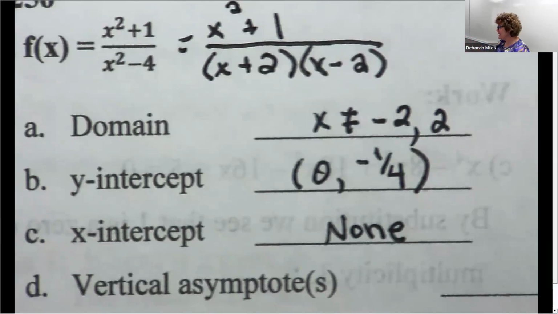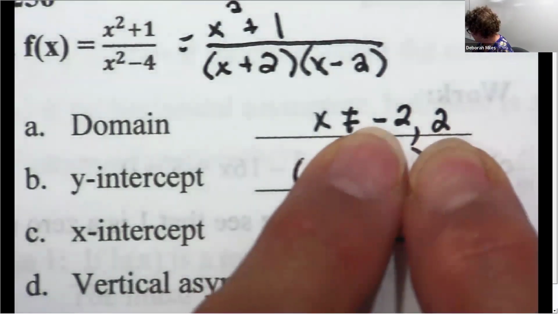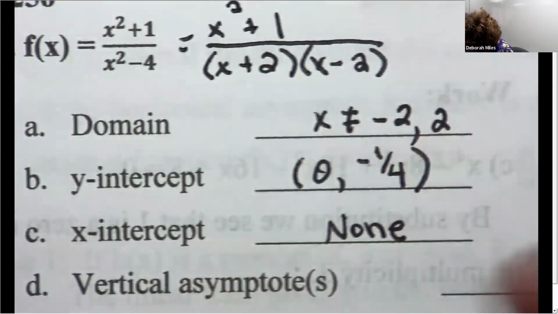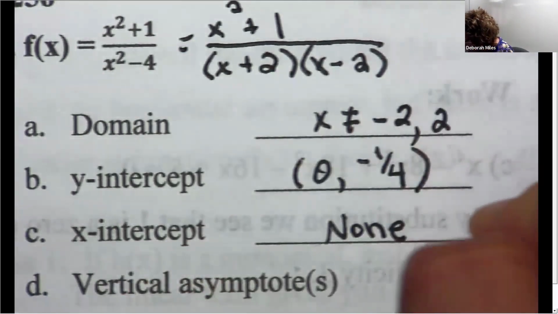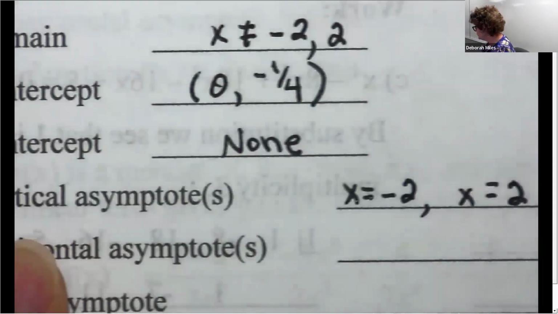It's what makes the denominator 0, what you cannot let x be. And we've already determined we could not let x be -2 and 2. So there are vertical asymptotes at -2 and 2. But again, make sure you're giving me the equation of a line, not just numbers.